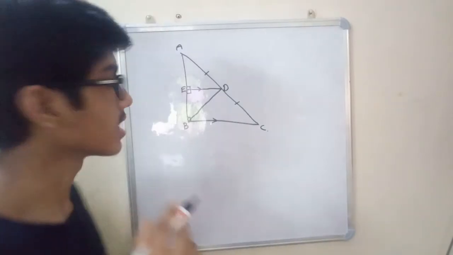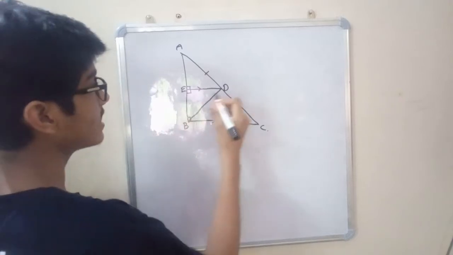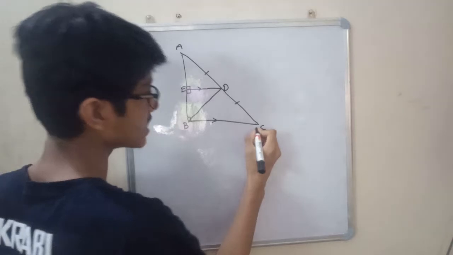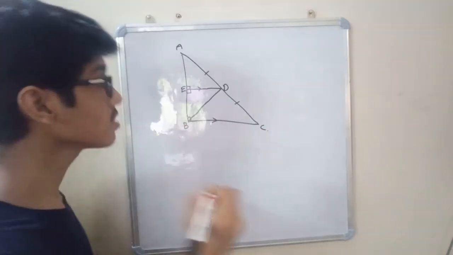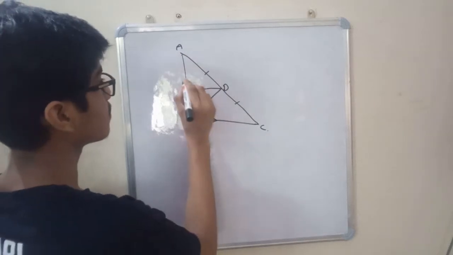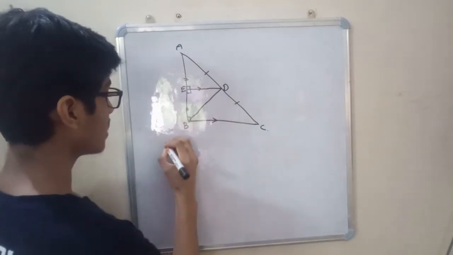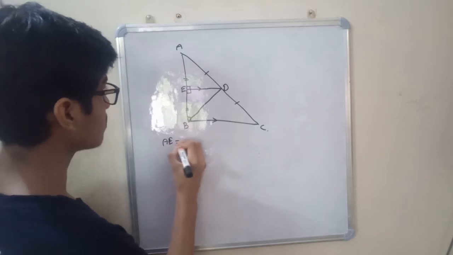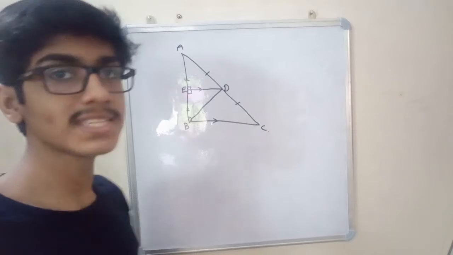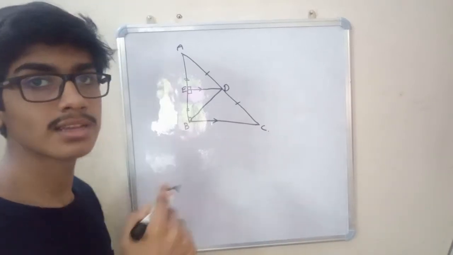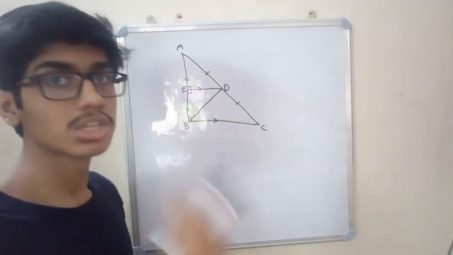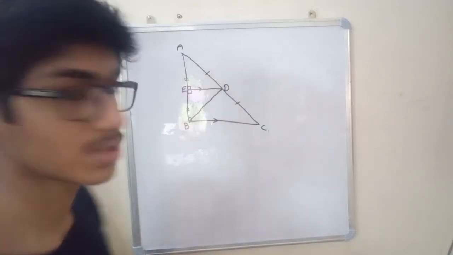Guys, now one more thing. You will notice in this triangle that D is the midpoint of AC, and ED is parallel to BC. Therefore, by the converse of the midpoint theorem, E is going to be the midpoint of AB. Therefore, AE is going to be equal to BE. So now we are done with all the basic proofs which we are going to need in the final proof of this question, that BD is equal to half AC. So now let's begin with the final part of this question.